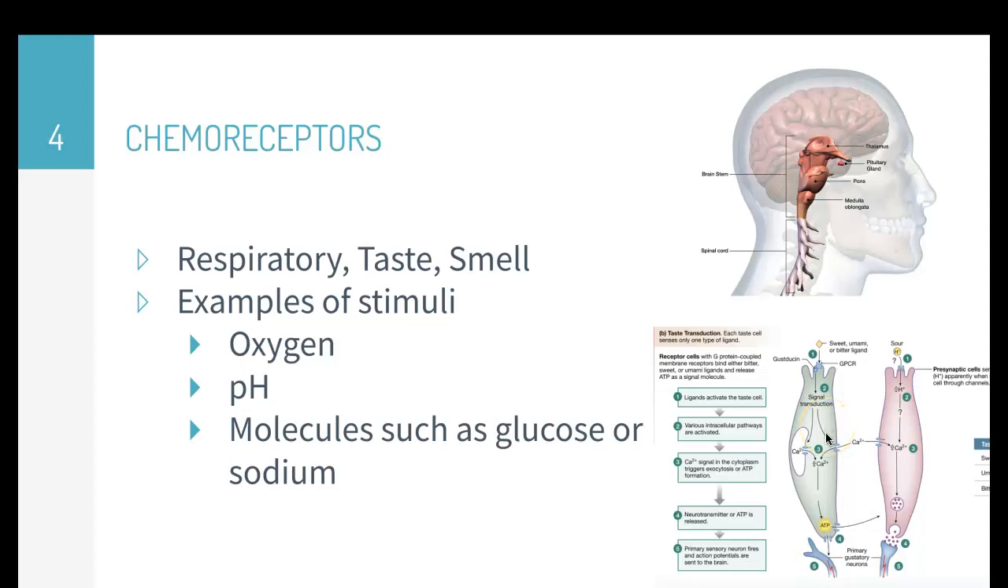And following that, calcium signals in the cytoplasm trigger exocytosis or ATP production, and this then leads neurotransmitters to be released. And finally, primary sensory neurons fire the action potential, and this information is sent to the brain, which allows us to perceive if something's sweet or bitter or salty. And I thought it's really interesting here where they have a table that lists the types of taste: sweet, umami, bitter, and the GPCR family that they belong to.